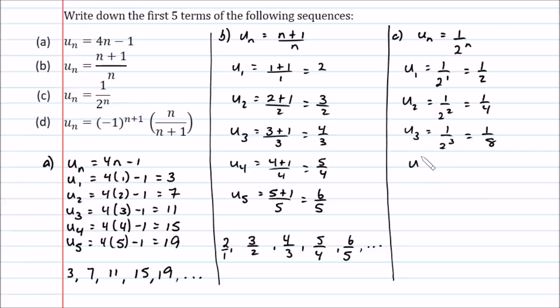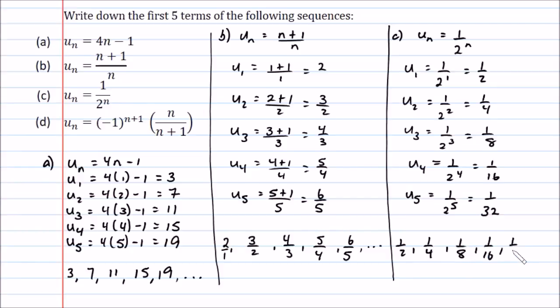1/8. u4 equals 1 over 2 to the 4, which is 1 over 16, and u5 equals 1 over 2 to the 5, which is 1 over 32. So our first 5 terms will be 1 over 2, 1 quarter, 1/8, 1/16, 1 over 32, not 1 over 13, and we go on dot dot dot.